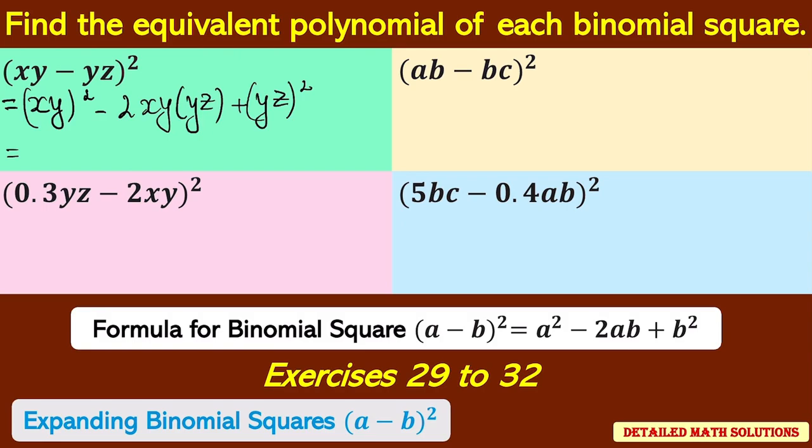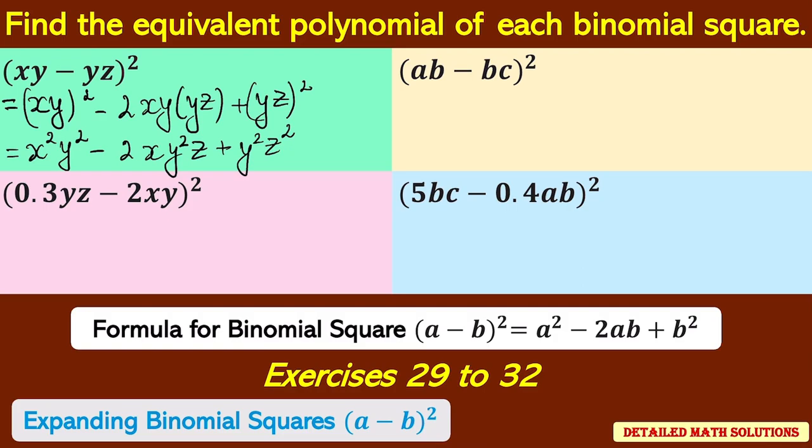And when I simplify this further, I get x squared y squared minus 2 times x y squared z plus y squared z squared.